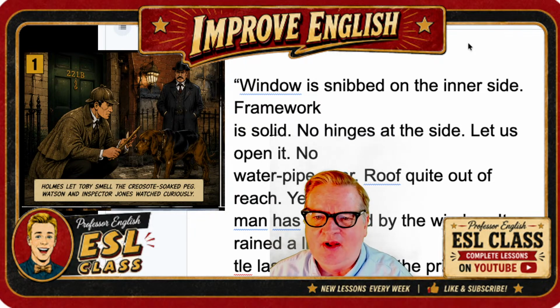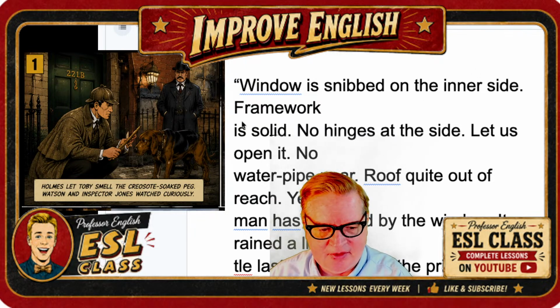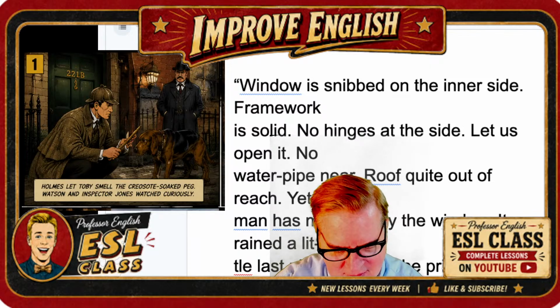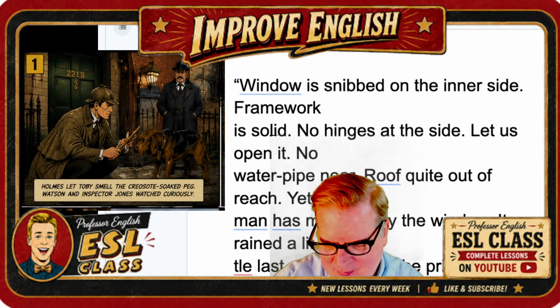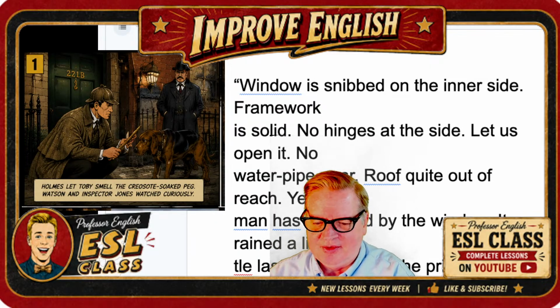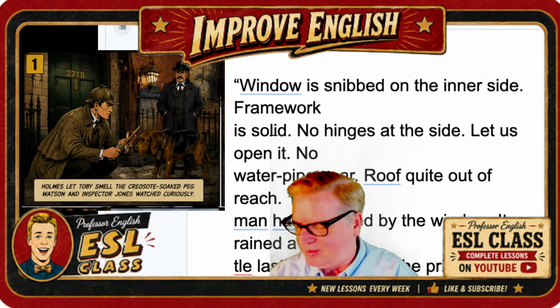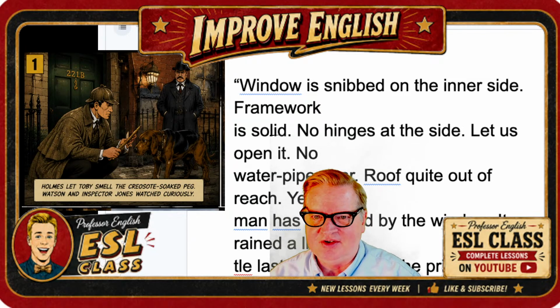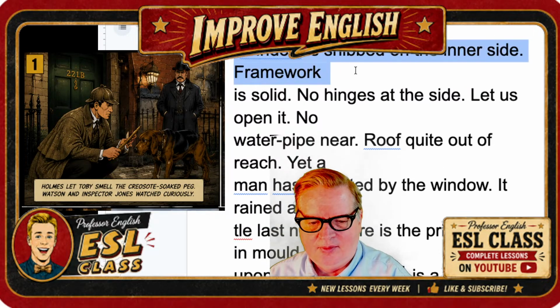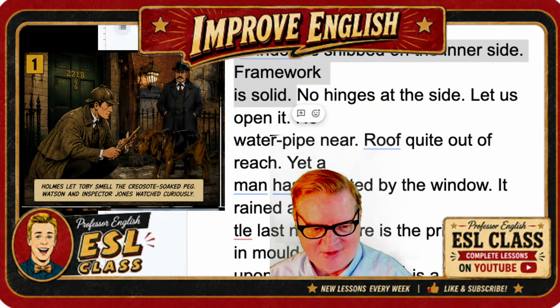"Window is snibbed on the other side." I've never seen that word snibbed before. Let's see what that means. I don't think that's a word that you have to ever worry about. I've never heard anybody use that word before, so you could probably live your whole life and never hear that word again. Even ChatGPT asks, do you mean snubbed? So even ChatGPT doesn't know that word.